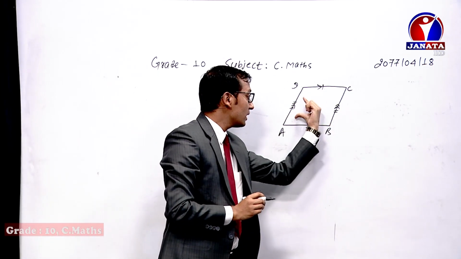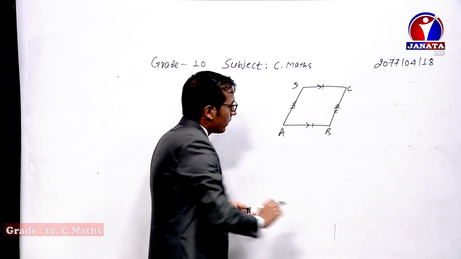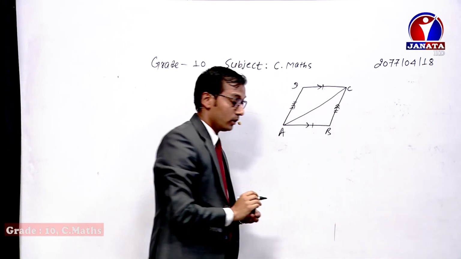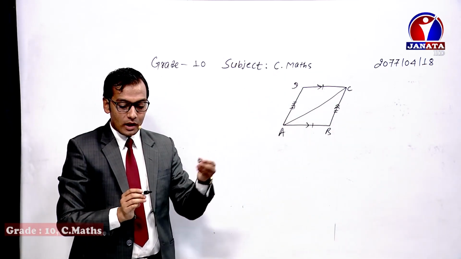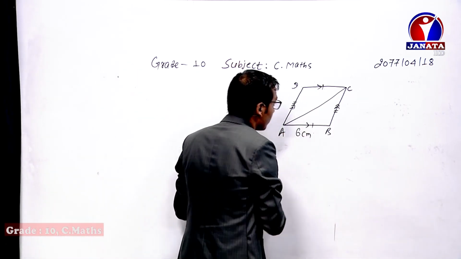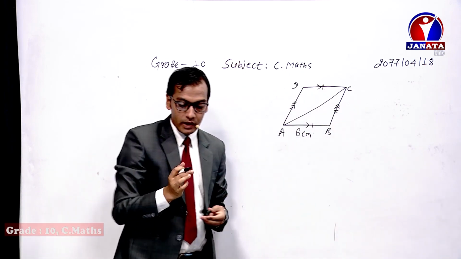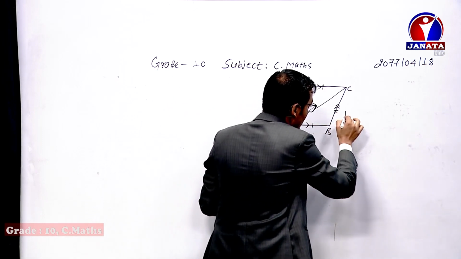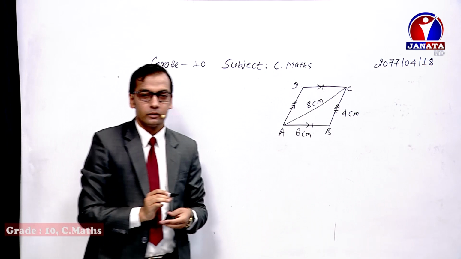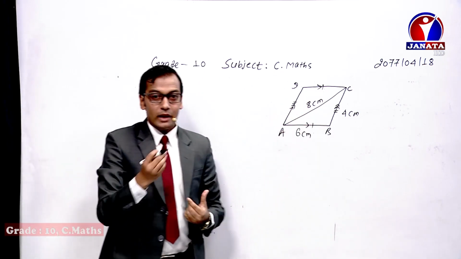Similarly, BC and AD are the opposite sides which are equal and parallel, and one of the diagonals, AC, is also given. So what are the lengths of the sides? AB is 6 centimeter, and AB and DC are equal. What is the length of BC? BC is 4 centimeter and AC is given as 8 centimeter. Now we are asked to find the area of this parallelogram.